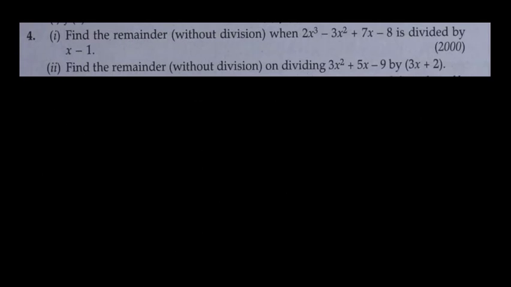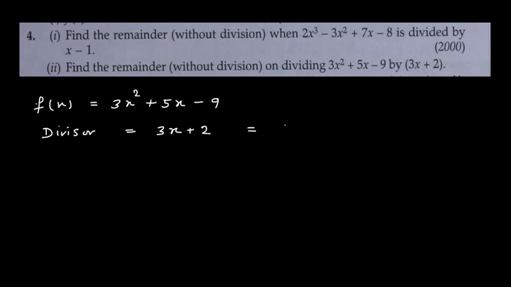Now here the fourth one, find the remainder. Again, the first problem you try, the second I will do for you. So here f(x) is 3x square plus 5x minus 9. Divisor, if I say divisor is 3x plus 2. So if I take 3 common, it is x plus 2 upon 3.